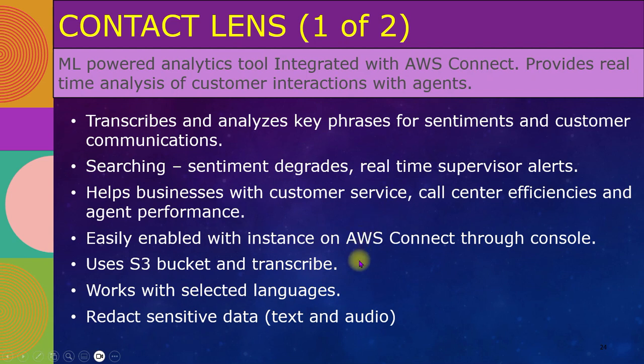So behind the scenes, it uses buckets and transcriptions to do its thing. It does work with selected language, and it can redact sensitive data like phone numbers, addresses, social security numbers, etc. And it could do this in text and in audio. And you could generate both: the original audio or the original text, or the redacted text and the redacted audio. You can do both of them.